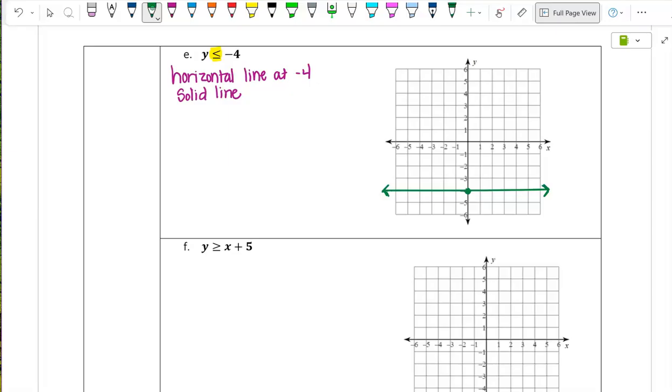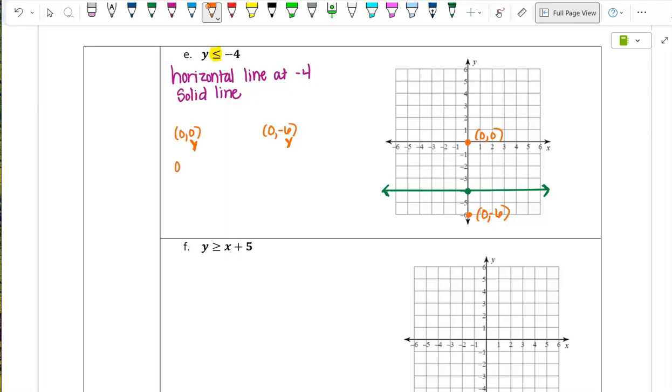And again, I still need to pick some test points. 0, 0 is available as one of them. And then on the other side of the line, I'm going to use 0, negative 6. And again, I'm only interested in the y coordinate here because that's the only thing that's in my inequality. So I only want to test if that's true.